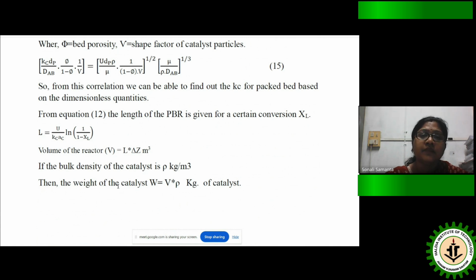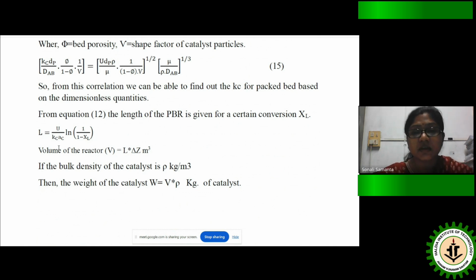Now, to find out how much weight of catalyst is required, we should know the volume of the reactor. To get the volume of the reactor, we should know the length of the reactor. So that is the equation for the length of the reactor. And to find out the length of the reactor, we need to find out the mass transfer coefficient. That mass transfer coefficient can be found out by using the Thomas-Cramer correlation.